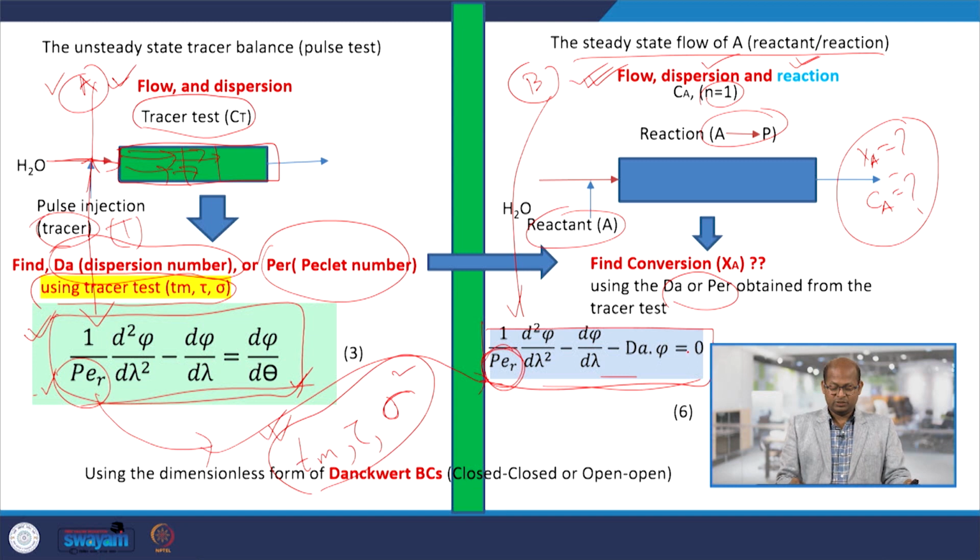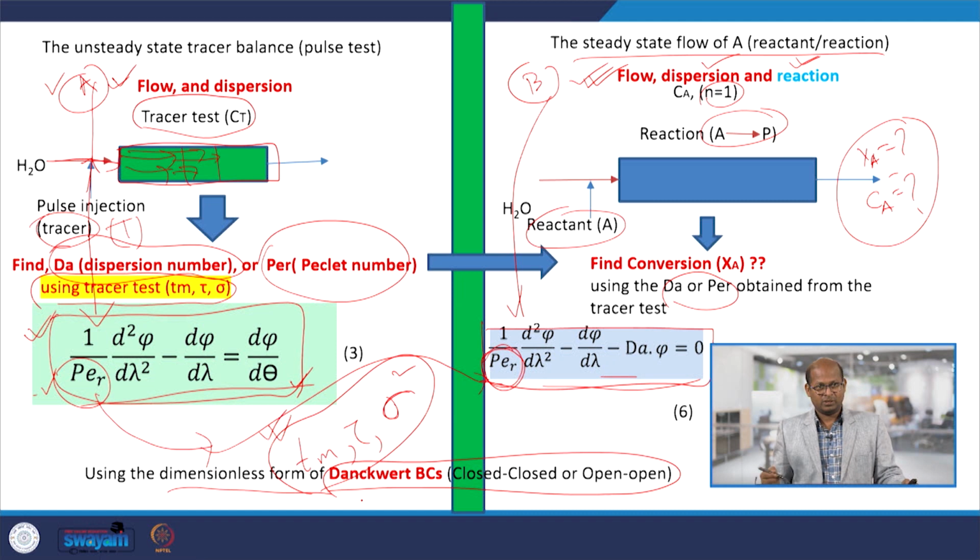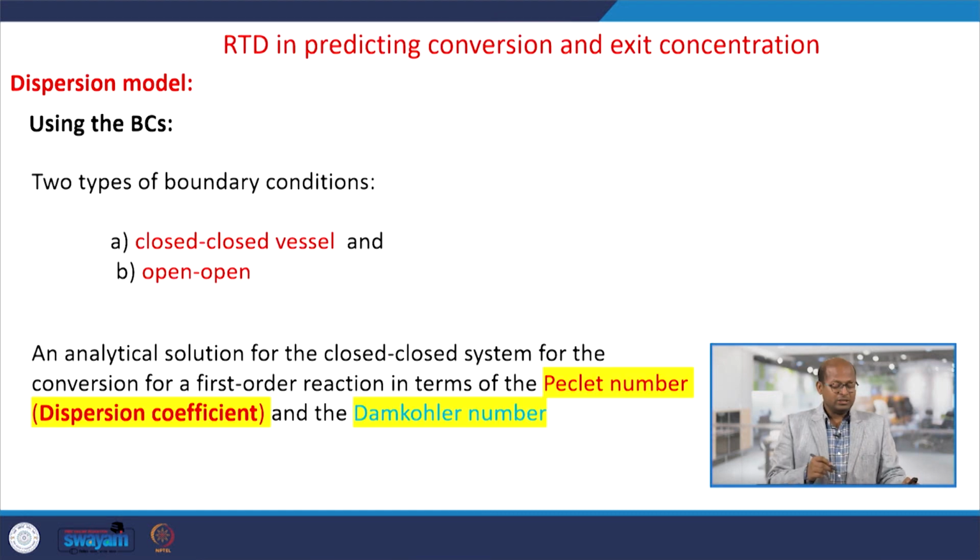If we want to solve these two equations, we need some boundary conditions, as I said. How do these boundary conditions come about? We are solving the dimensionless form of the equations, so the boundary conditions we develop should also be in dimensionless form. There are two types of boundary conditions: one is the closed boundary condition for the vessels, and the other is the open boundary condition for the vessels. We will discuss these two boundary conditions.